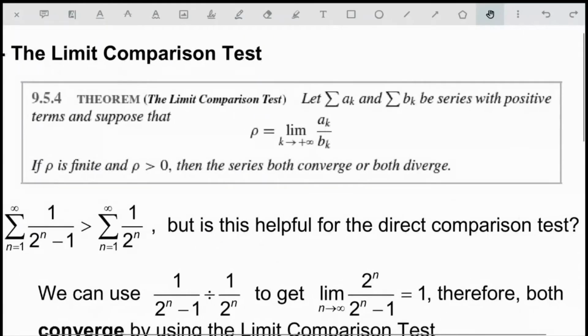So the limit comparison test is based on the idea of looking at the behavior of the 2 series, and if the 2 series are behaving in the same way, then they're going to have the same resulting convergence or divergence. And the way we identify that is by using a limit. If we take the limit of the ratio of the rules for the terms, and if we get a number that's finite and positive, that means they behave the same way.